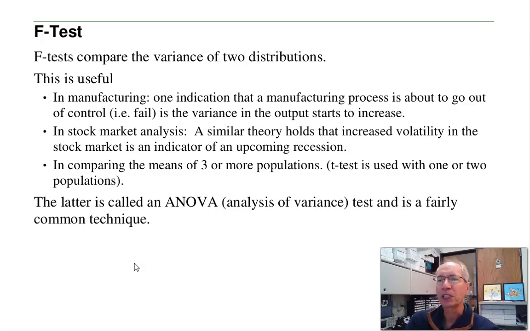It's useful in stock market analysis. A similar theory holds that increased volatility in the stock market is an indicator of an upcoming recession or a crash. Again, if you can predict the future, you can make a lot of money in the stock market or avoid losses. It's also used in comparing the means of three or more populations. For example, a t-test that we looked at before is only good for one population. I can manipulate it to work for two populations. It doesn't really work for three. Analysis of variance is a way to analyze the means for three or more populations.